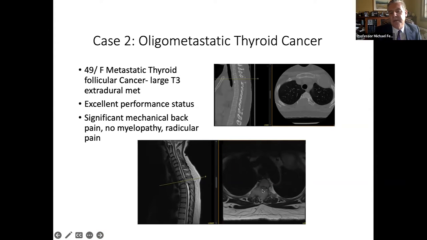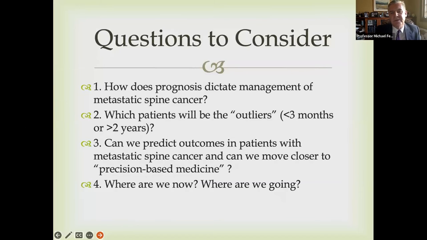And remarkably, despite the degree of cord compression, did not have evidence of myelopathy, but very significant cord compression. So how are we going to manage these cases? So let's think about the questions to consider here.